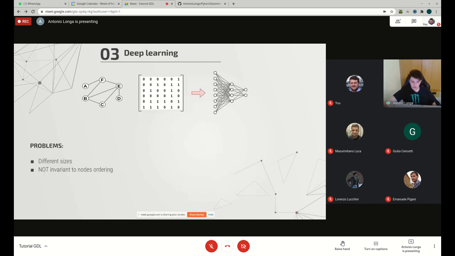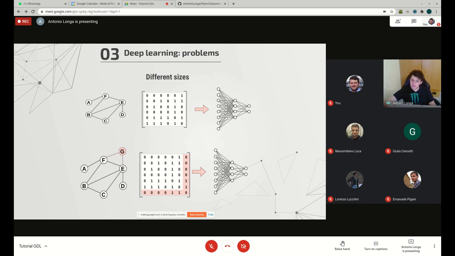Unfortunately, it doesn't work, because this is not a good idea. Actually, it's a terrible idea, because what happens if a new edge pops up in the graph? What happens if we have different sizes of graphs? And another big problem is that the matrix representing a graph, the adjacency matrix, is not invariant to node ordering.